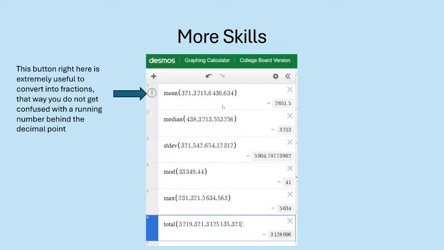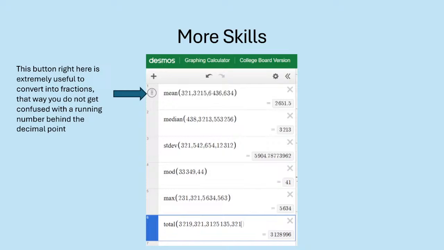You can do the same thing with median to find the center value. You can find the standard deviation. Standard deviation is the average distance from the mean. You can find the mod, which is the remainder of two numbers. When you divide, you'll be left with a remainder, and you can find that remainder with mod.